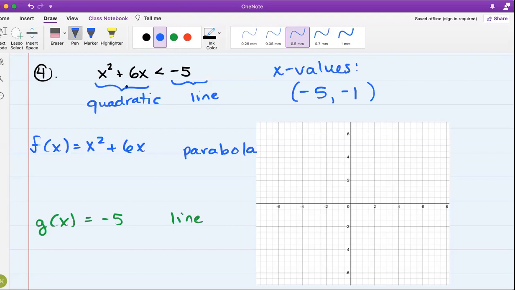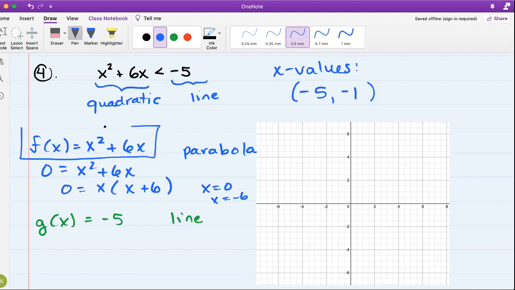So I'm going to do a similar method here. I'm going to set this equal to 0, which I'll get x squared plus 6x, which factors into x and x plus 6, excuse me, which tells me that x is 0 and x is -6 are x-intercepts for this parabola.